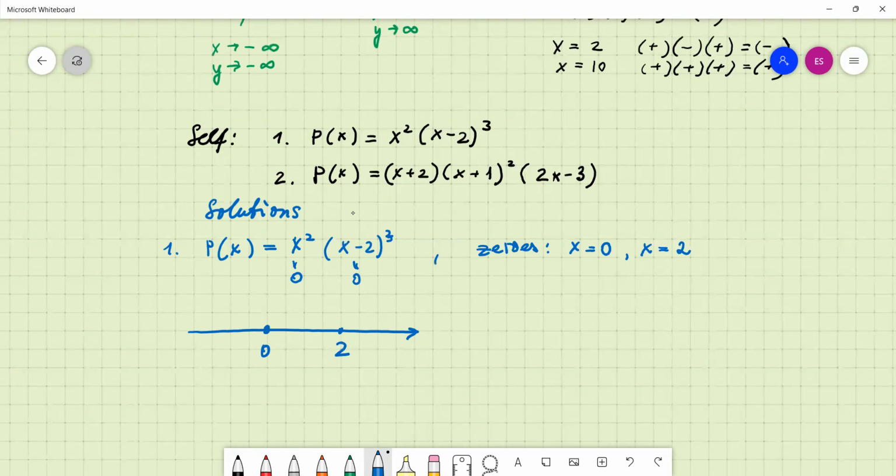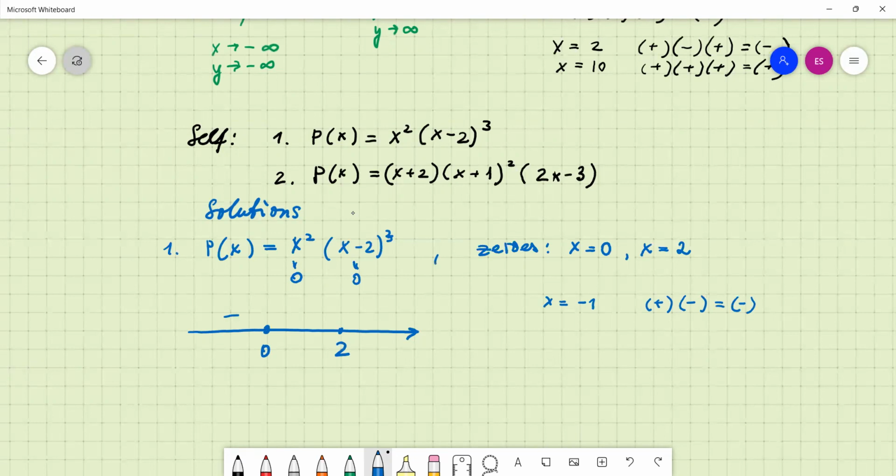So for example, I start to the left of 0. I'm checking x equals -1. -1 squared is going to give me positive, because a square is always positive. -1 minus 2 here is going to give me -3. Cubed is going to be negative. Remember that if you multiply minus 3 times, you are going to get minus. So here I'm going to get minus.